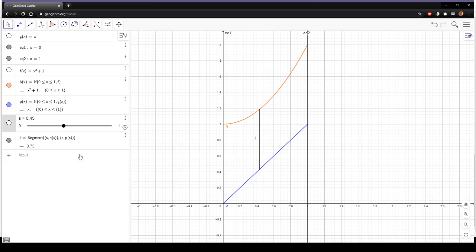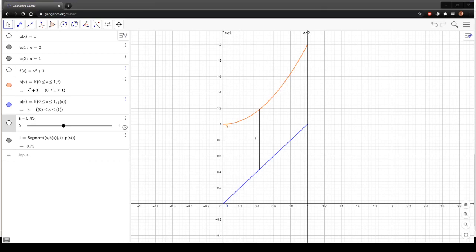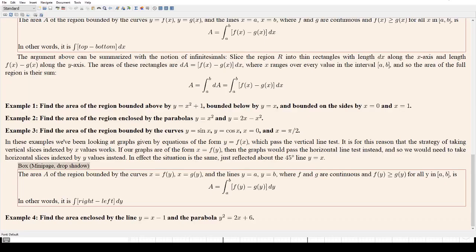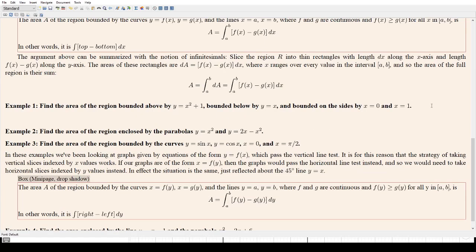Okay, so when it comes to the actual integral, though, we want to integrate top minus bottom. So the top is the parabola, and the bottom was the line. So now let's go back to LyX. That's the program I've been using to write the notes, by the way. It's called LyX. It has a bit of a steep learning curve. It's not very easy to get started, but once you learn all of the keyboard shortcuts, it's very easy to type math with it.